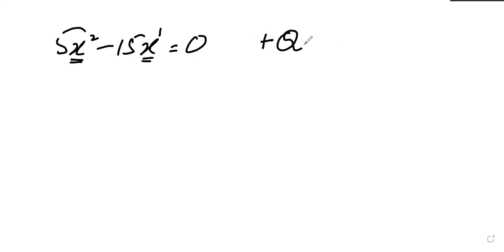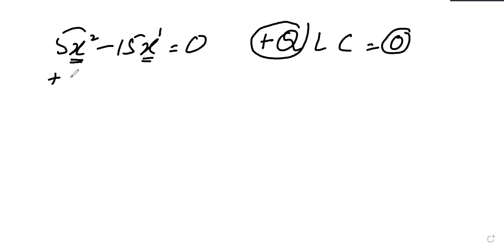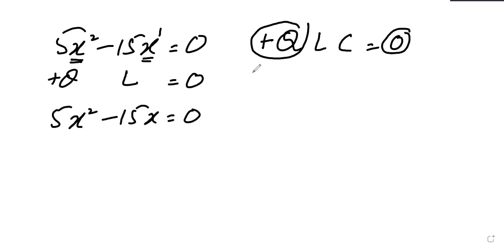We need this arrangement: positive quadratic, linear, constant, and the other side equals 0. These two are important, guys: positive quadratic and 0. Yes, it is positive quadratic, and yes, the other side is 0. So it means now we can do factorization: 5x square minus 15x equals 0. We will factorize this side using all common.